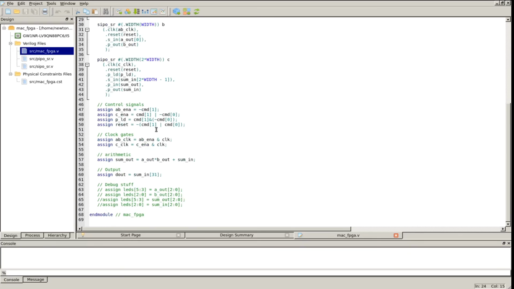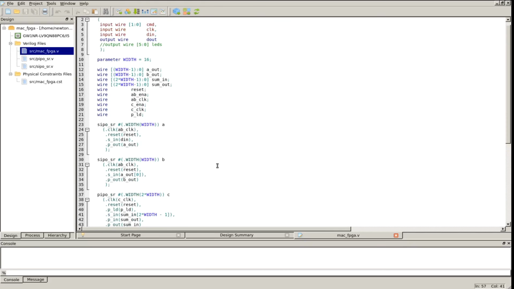And let's see, the arithmetic is also very easy to do, and it's acting in a combinational way as well. That's forming a signal sum out that always has the value of A out times B out plus sum in. And that looks just like it did in the design diagram. Some more debug stuff here commented out.